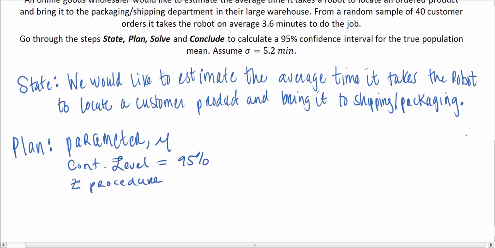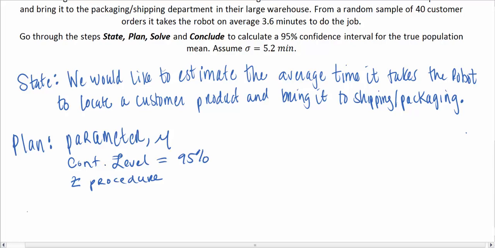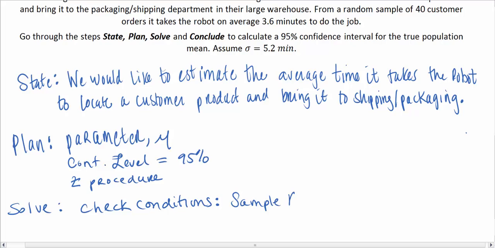All right, the next step is we want to solve the problem. So in the solve step, we want to first check conditions before we actually do any calculations. So we want to check conditions for this Z procedure. The first condition, and always one of the most important, is that our sample is obtained using a random mechanism. So is our sample random?